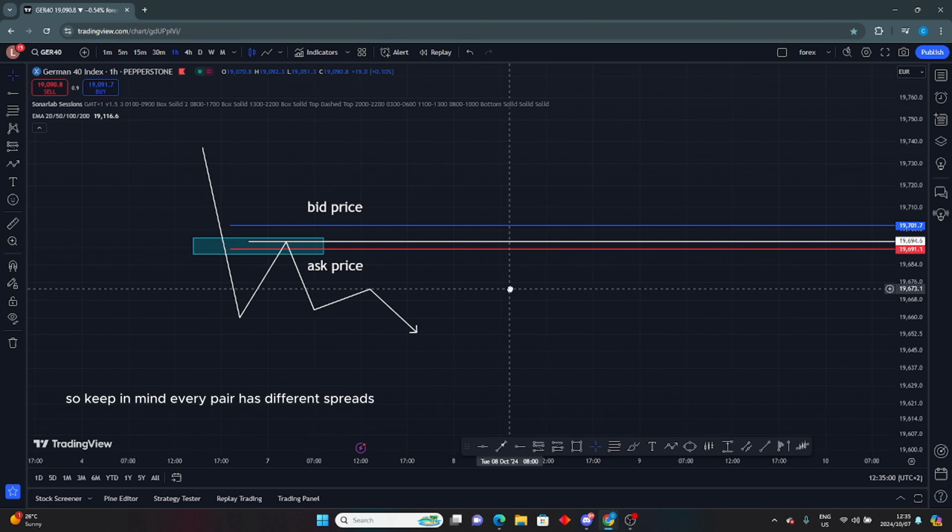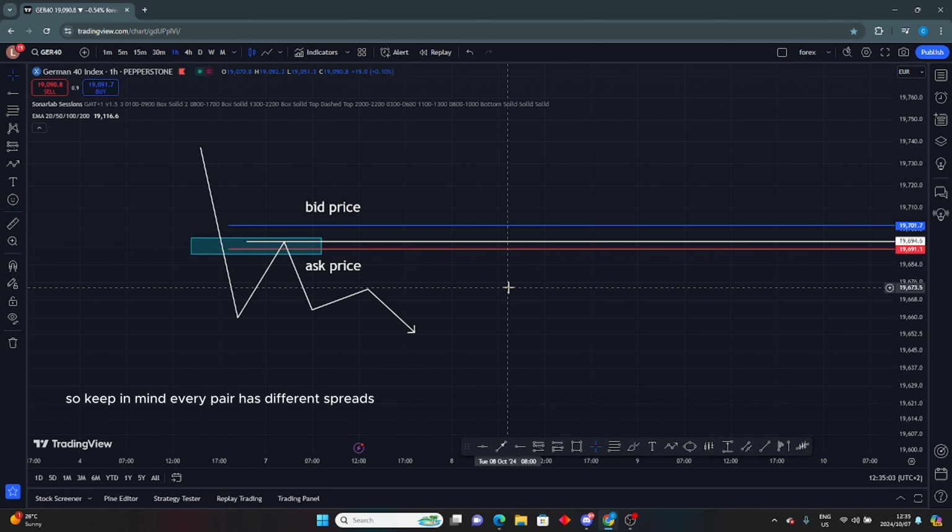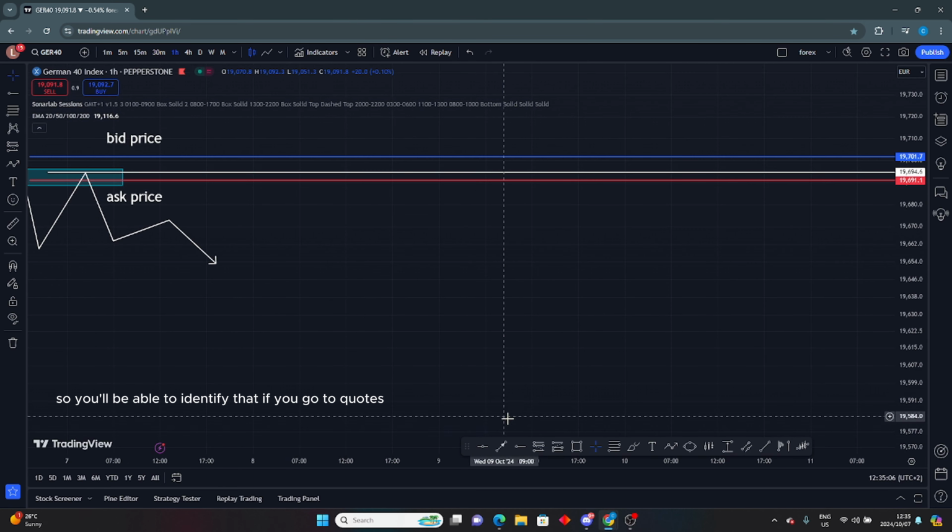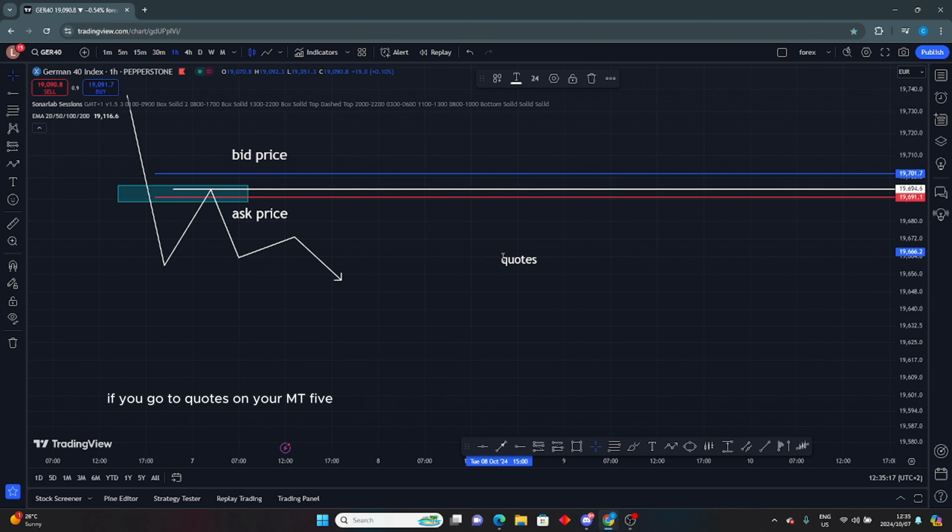Keep in mind, every pair has different spreads. You'll be able to identify that if you go to quotes on your MT5 and MT4. It will be on the bottom left on your mobile device when entering the app. To identify the spread for the currency pair or indice pair that you're trading, you can find it in quotes on your MT5 and MT4 platform, on your mobile device or on the laptop.